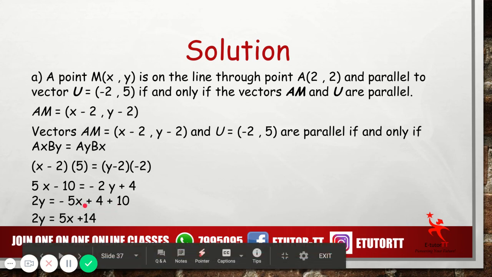So it becomes 2y equals, sorry, this is supposed to be a -5x, not positive, it's -5x plus 14. So the answer is 2y equals negative 5x plus 14.